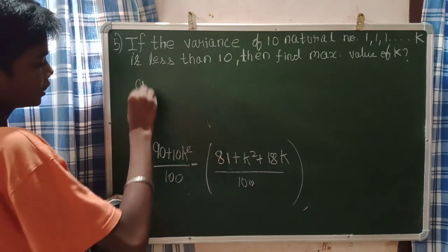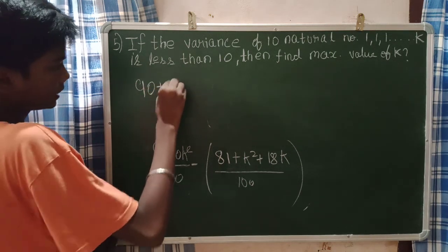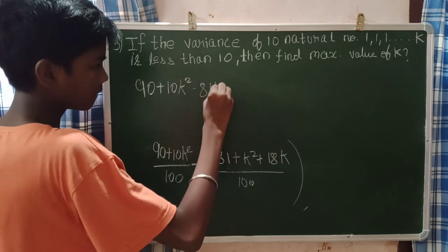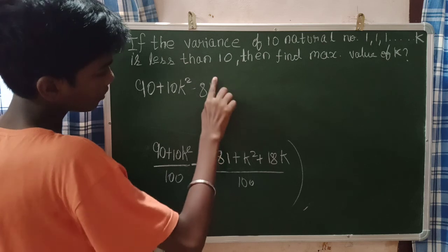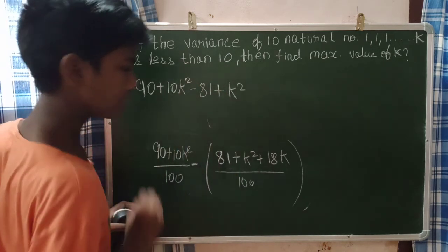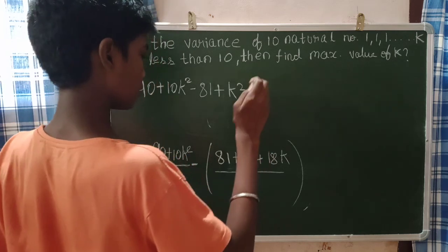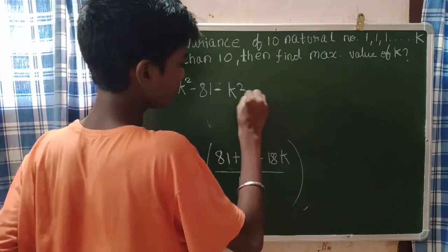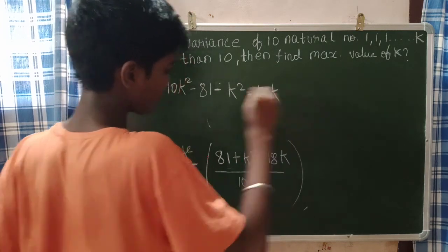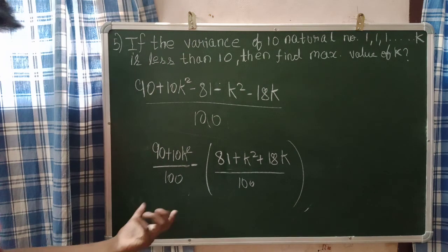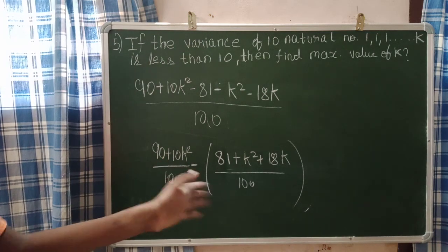So when you expand this, you will get 90 plus 10k square minus 81, minus k square, then minus of 18k, divided by 100. Just I'm opening this because guys, the denominator is the same, so I can directly subtract them.